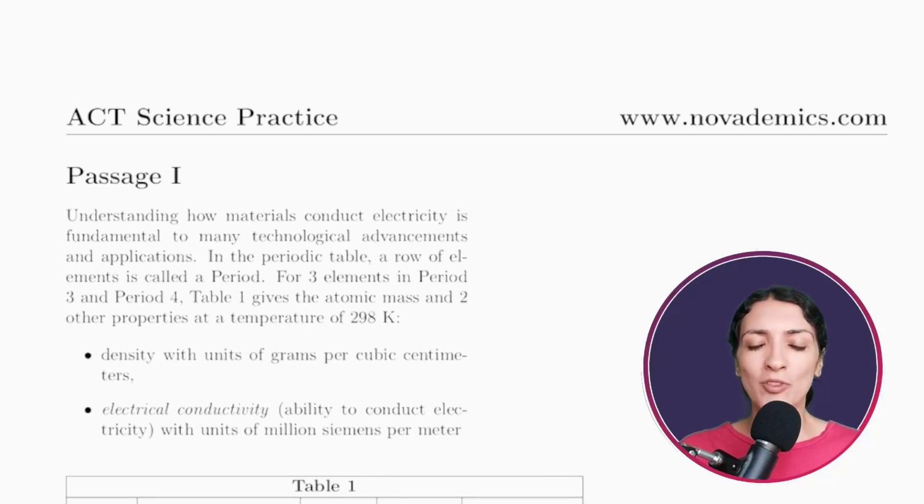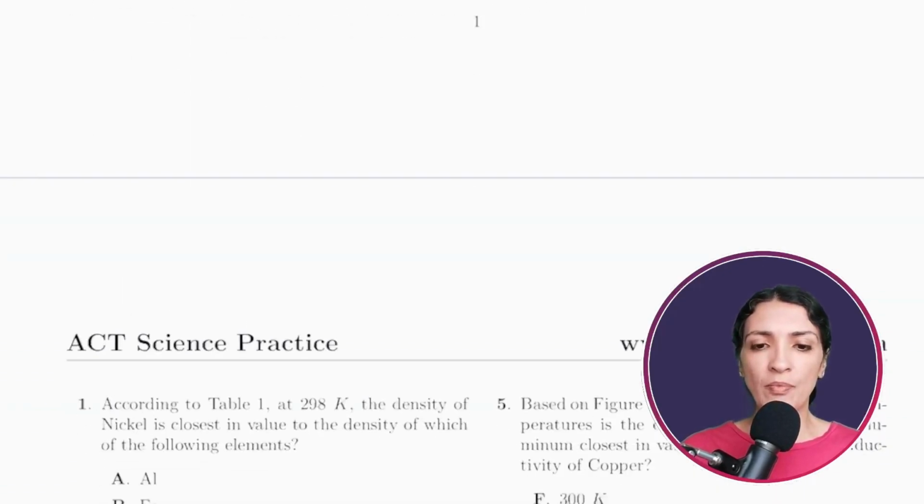Okay, so passage 1. We're going to start by reading the first sentence, or perhaps first two sentences at max. So here, the first sentence is saying we're conducting electricity. So we got the gist of the passage. We can jump to the questions now.